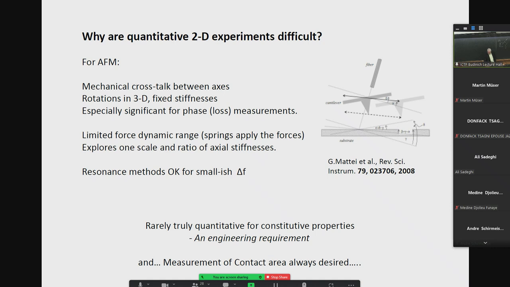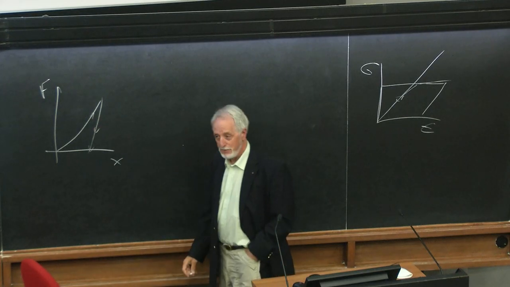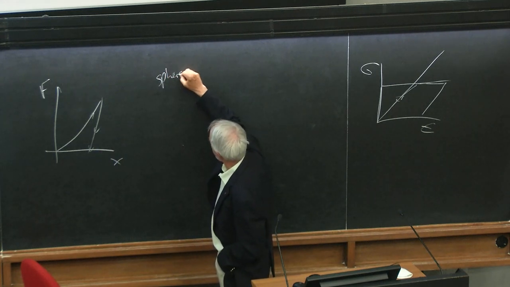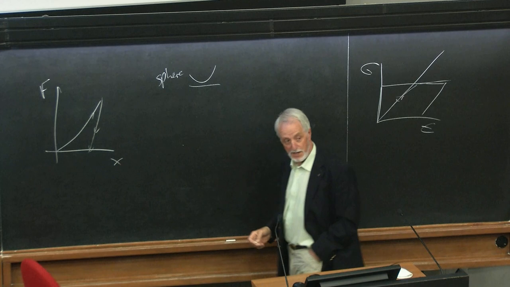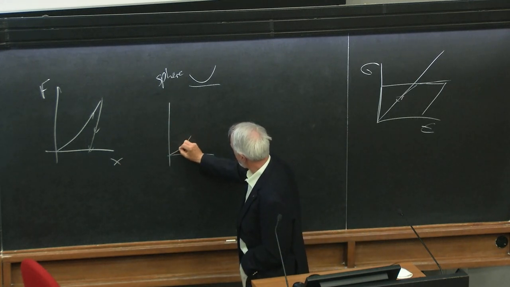So, as I said, this has been done in 1D. This is what nanoindentation is about, and I'm sure this is all familiar to you. So you've got force and some kind of displacement along here, and you load the thing up, and it goes up, and you unload, and it comes back down like that. That's for some perfect spherical tip. Of course, we all know that you get an initial elastic region, back and up down there.